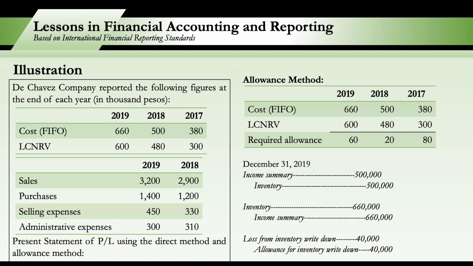But before that, we close first the beginning inventory, which is at cost 500,000 from 2018, and we recognize the ending inventory of 660,000, which is also the cost in 2019, and we record the loss, which is the increase of the allowance from 20,000 in 2018 to 60,000 in 2019. So that is our entry for 2019.